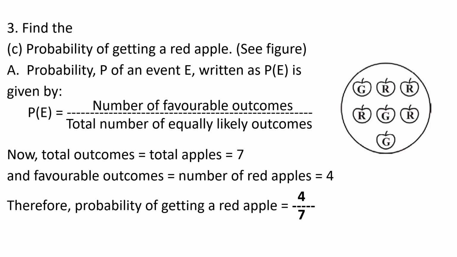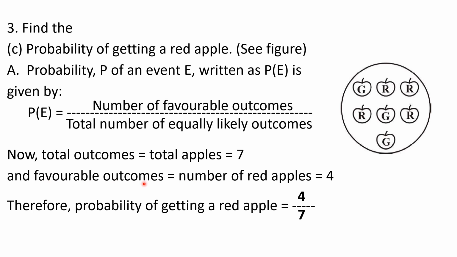Question number 3, part C, and this is the last question. Probability of getting a red apple. See figure. This figure is given. So probability P of an event, written as P(E), is given by number of favorable outcomes divided by total number of equally likely outcomes. Now total outcomes is equal to total apples. 1, 2, 3, 4, 5, 6, 7. So 7 are the total outcomes.